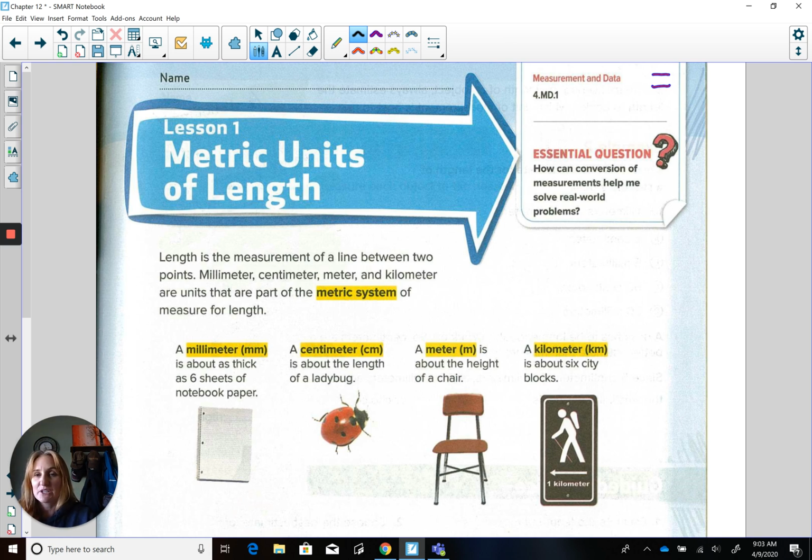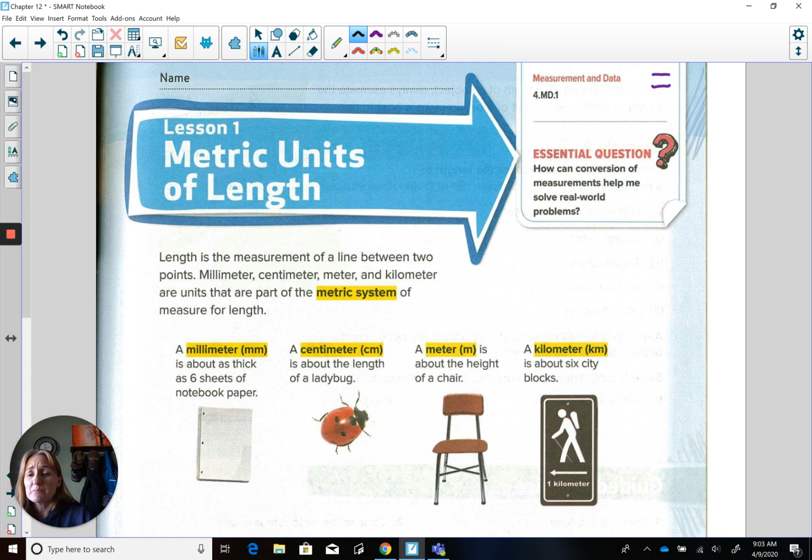So today we're going to look at metric units of length, and below the arrow it reads, length is a measurement of a line between 2 points. So when you're trying to measure something, it's the length from one spot to the next. Millimeter, centimeter, meter, and kilometer are units that are part of the metric system of measure for length. And then they give us some nice pictures to help us picture each one.